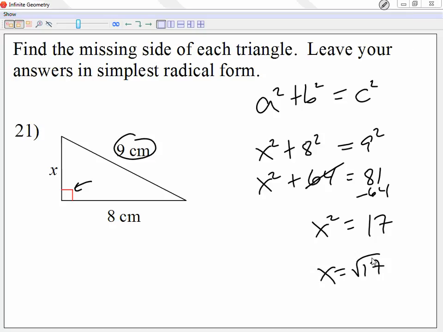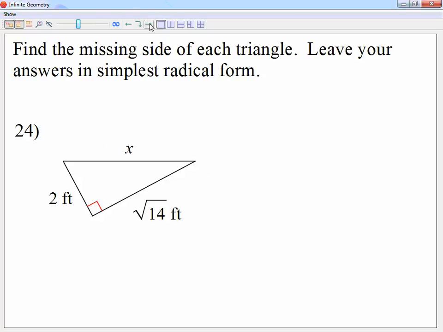If you can simplify the radical, kind of like we did on the previous section, simplify it. In this case, we cannot, so we just leave it at that. If you can simplify it, simplify it. Any questions? 28.